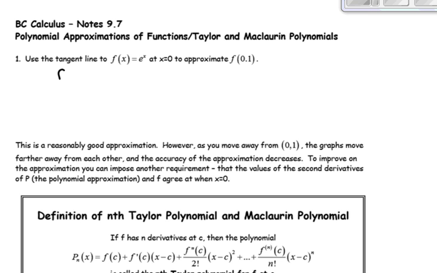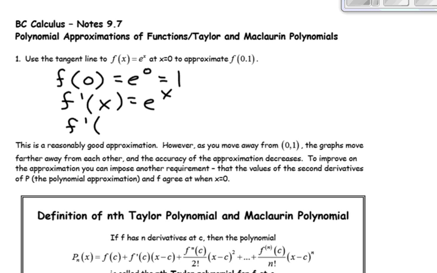To find a tangent line, you need a y value, so that would be f at our x value of 0. That would be e to the 0, which is 1. You also need a slope, so that's going to be f prime of x, which is just e to the x here. And then f prime of 0, your slope, would also be 1. So when we write the equation of the tangent line, we have y minus our y value equals our slope of 1 times x minus our x value of 0.